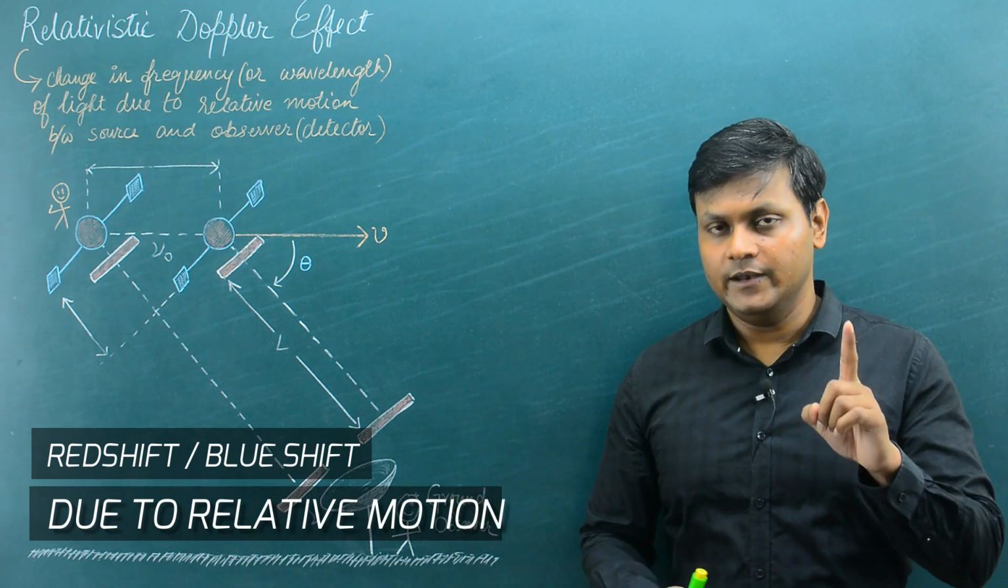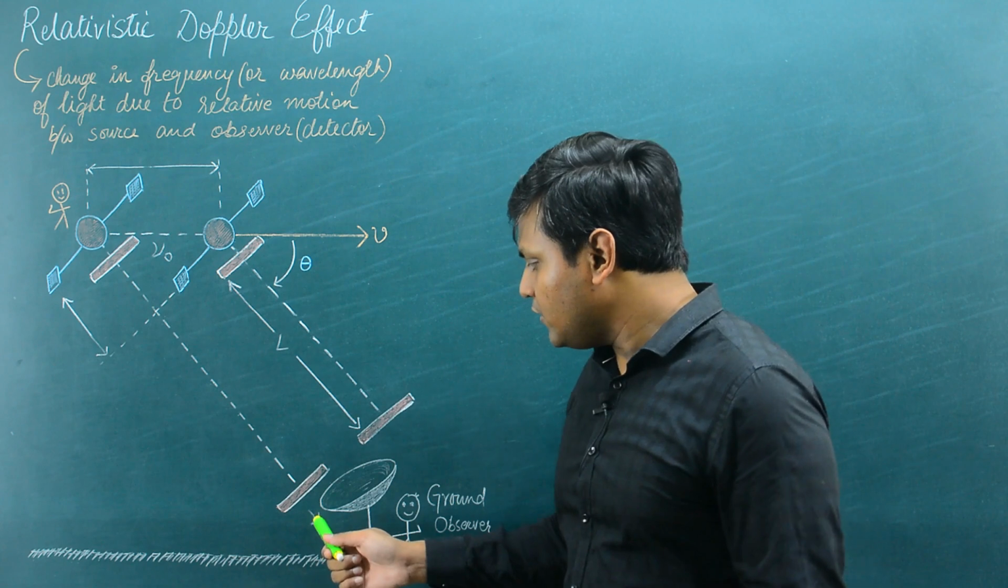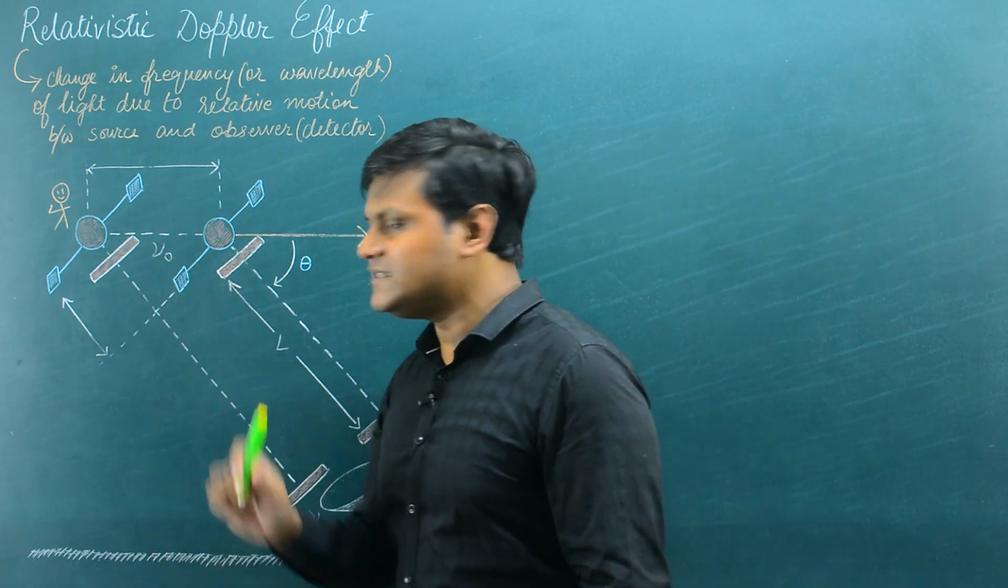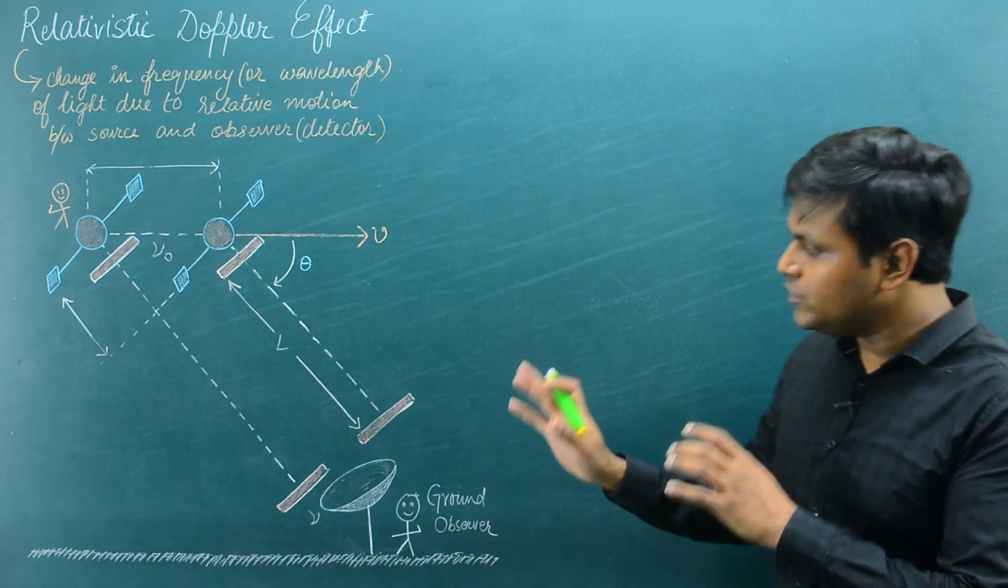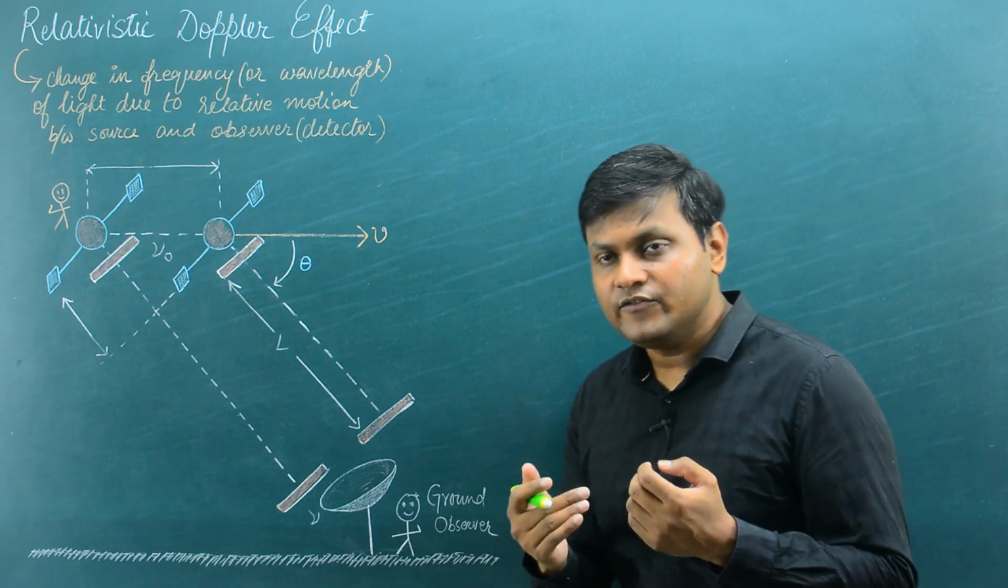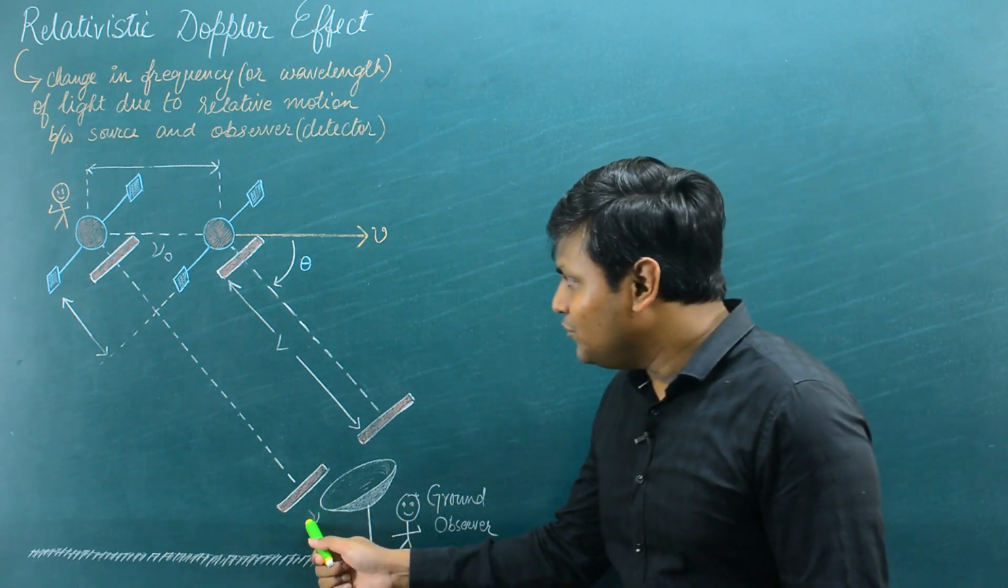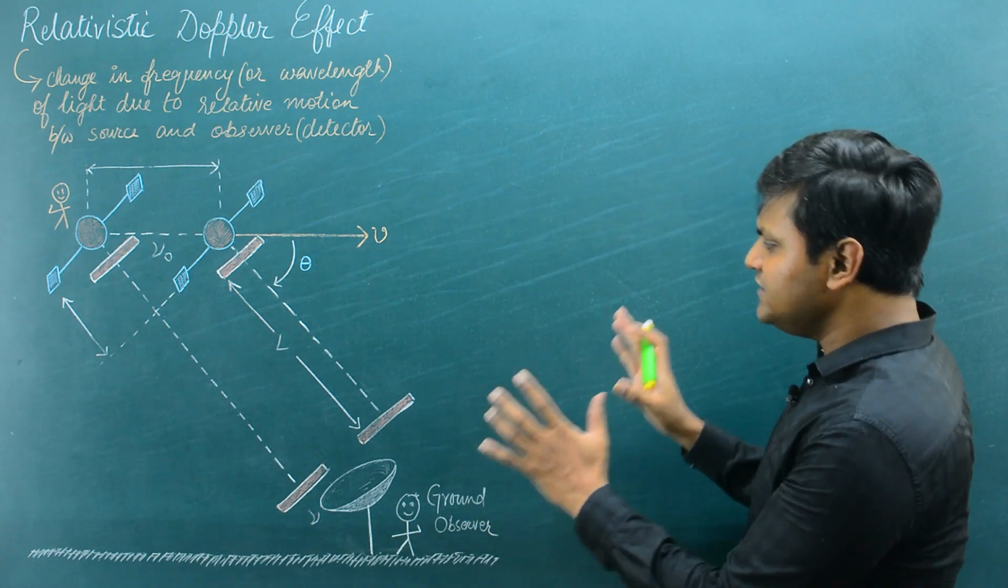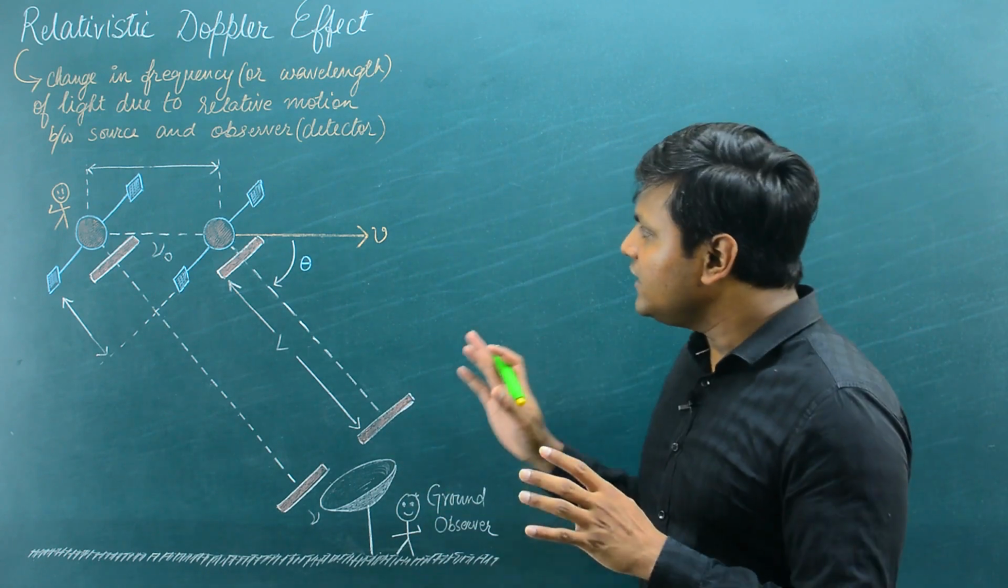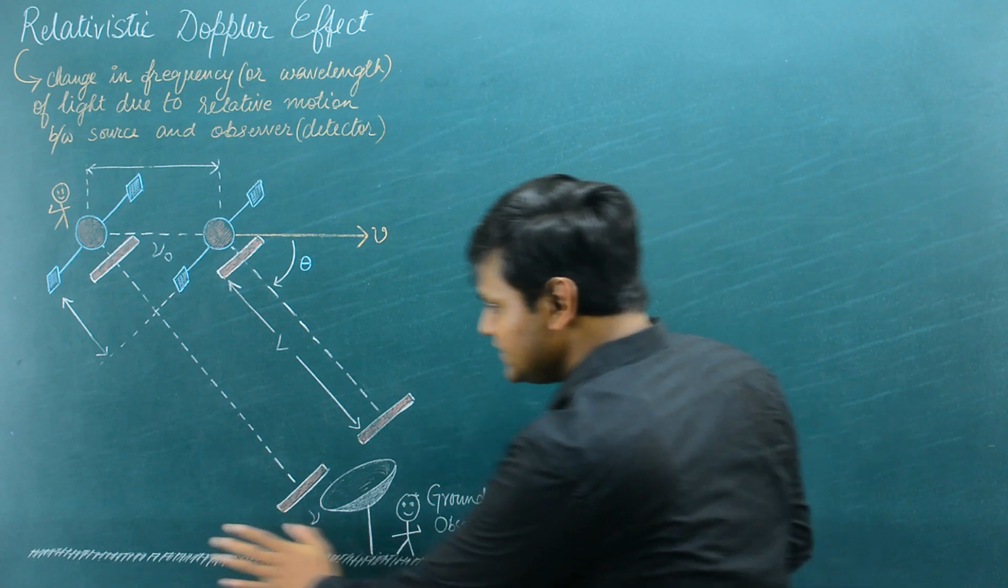Alright, just keep that in mind. So what I'm going to show you is that the frequency as measured by a detector and the frequency as emitted by a source are actually different, and I'm going to derive the relationship between these two frequencies by this very simple setup.